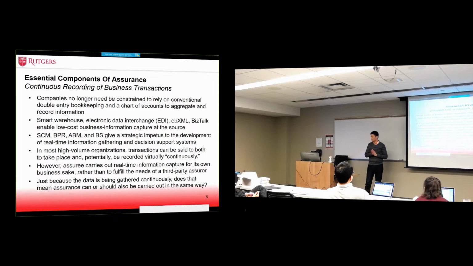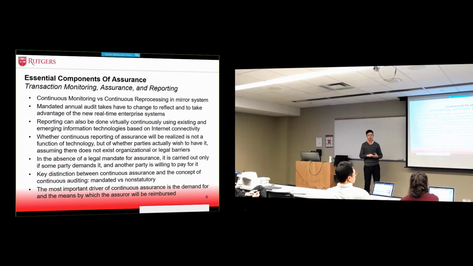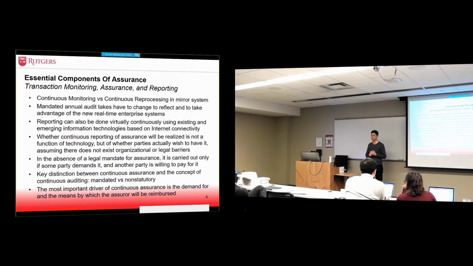So the paper gives two main ways of monitoring and ensuring data. The first way is continuous monitoring. In this, you don't create your own system. For example, if you're making assurance on Walmart transactions, you just take the copy of Walmart transactions, which they recorded, and run your monitoring on them.